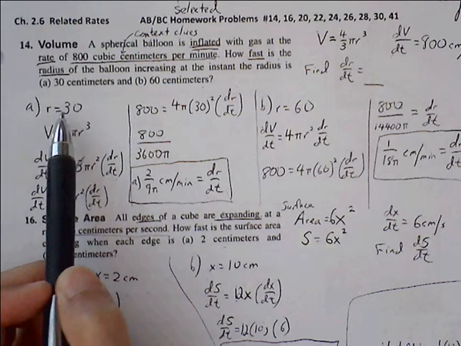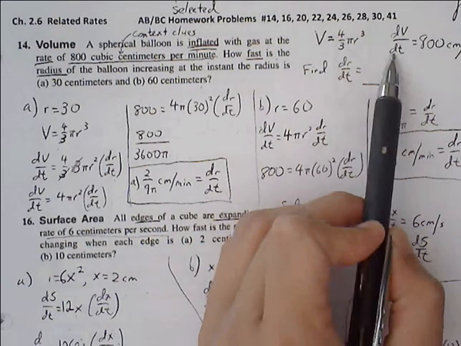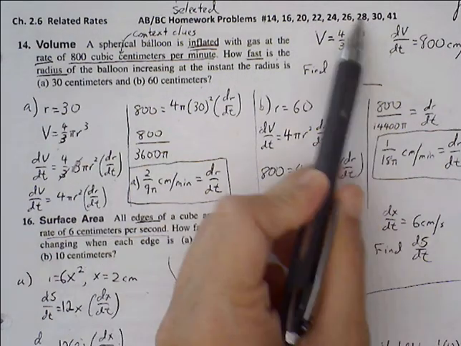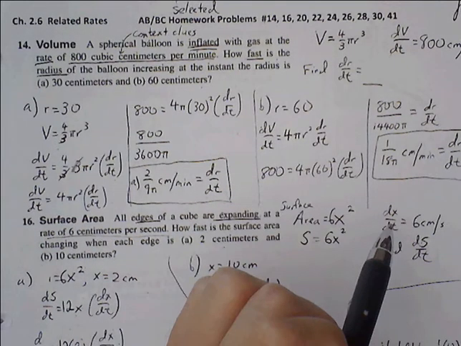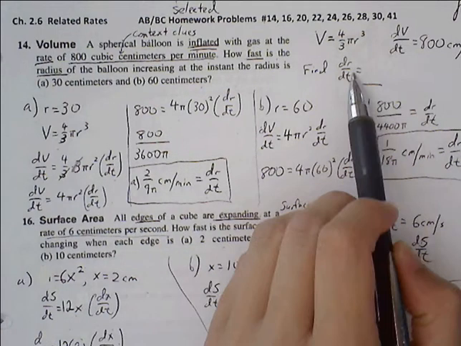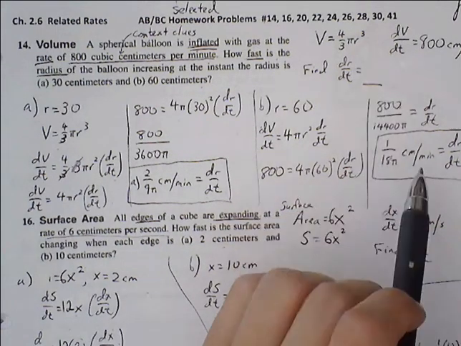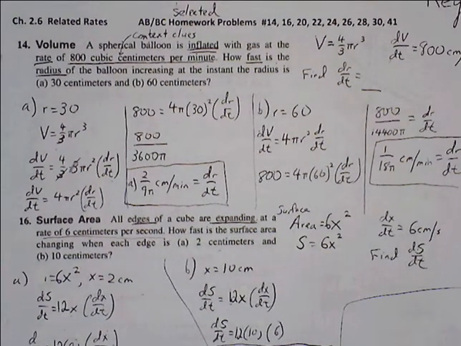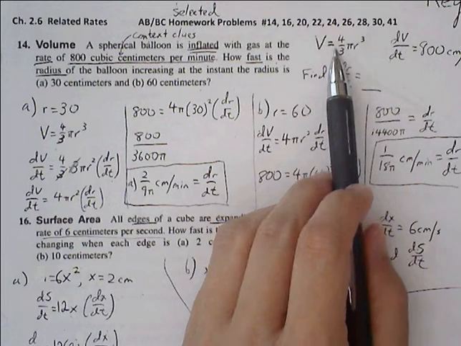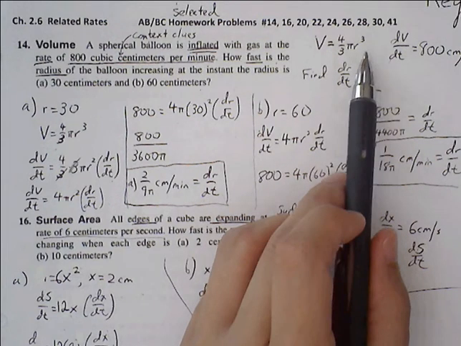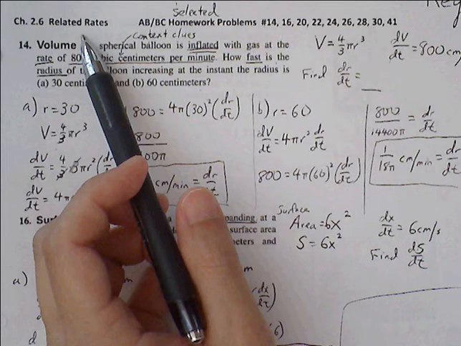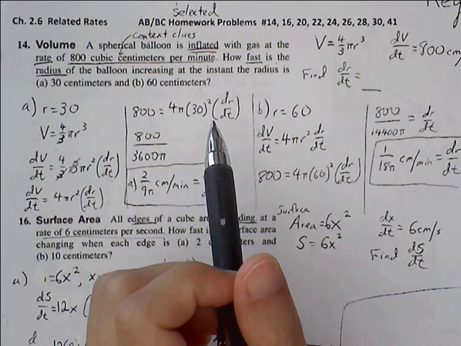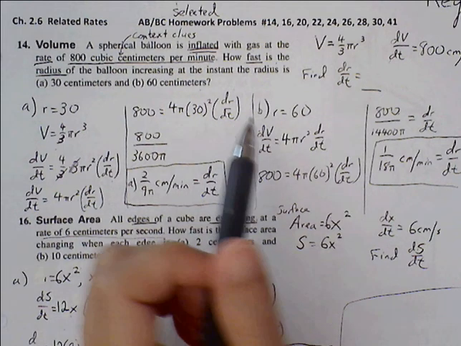So we're given dV/dt, we're trying to find dr/dt, and we also have the radius, and the equation we're working with is 4/3 pi r cubed. We have to work our way down to the derivative in order to plug in and find our missing variable. So with 4/3 pi r cubed, we're going to find the derivative of each variable with respect to time. With related rates, our independent variable is time.